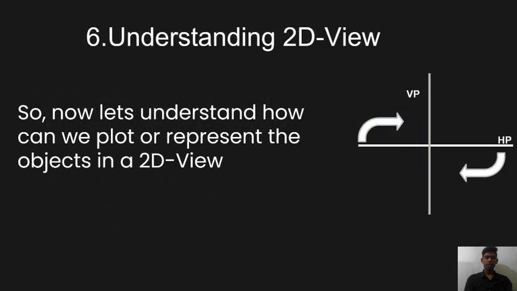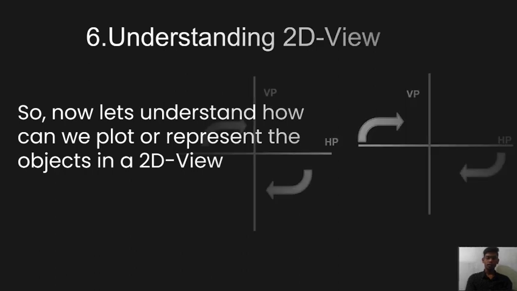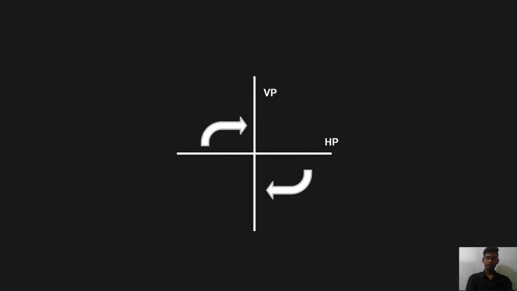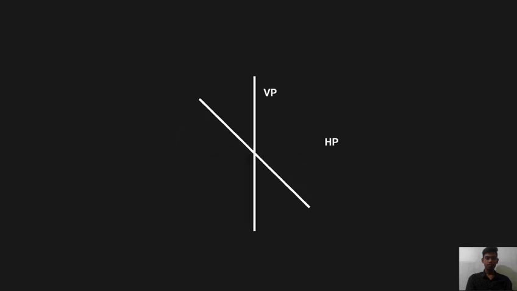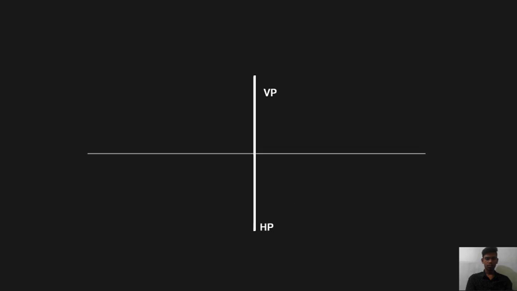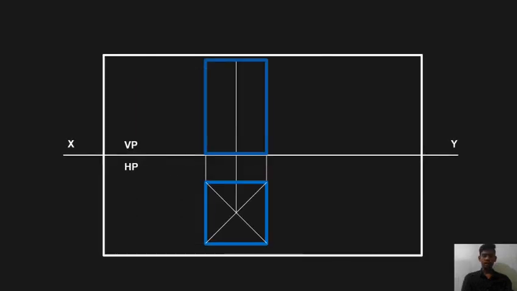Sixth one, understanding 2D view. Now let's understand how we can plot or present the object in 2D view. Here in 2D, the HP and VP are represented on a plane. Here VP and HP are presented horizontally. Like this, we can draw 2D diagrams in CAD.